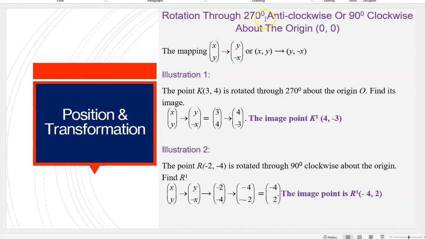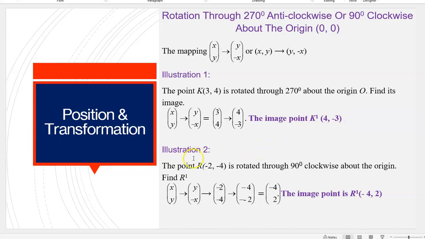Rotation through 270 degrees anti-clockwise or 90 degrees clockwise about the origin. The mapping is (x, y) maps to (y, -x). Illustration 1. The point K(3, 4) is rotated through 270 degrees about origin. Find its image. When we substitute 3 and 4 into the mapping, we have positive 4 and negative 3. The image point K1 is (4, -3).